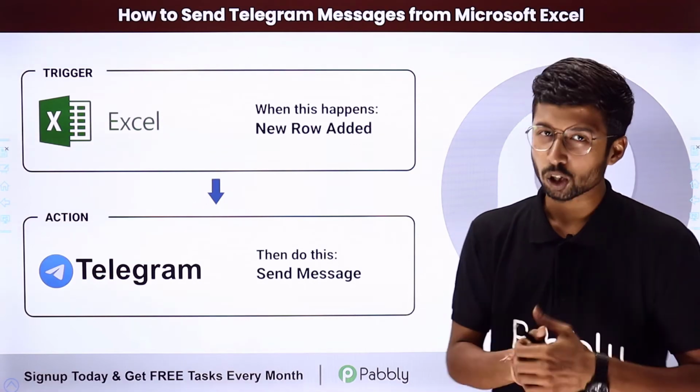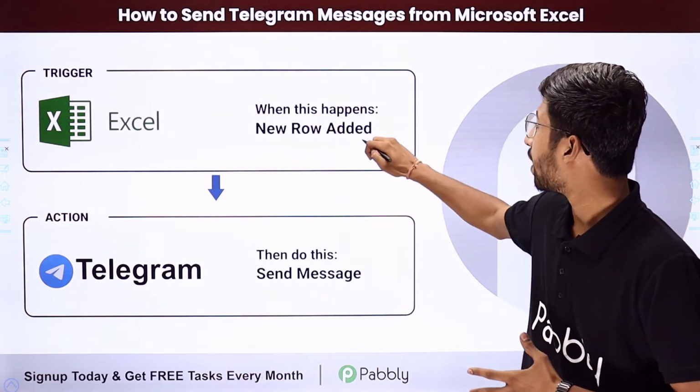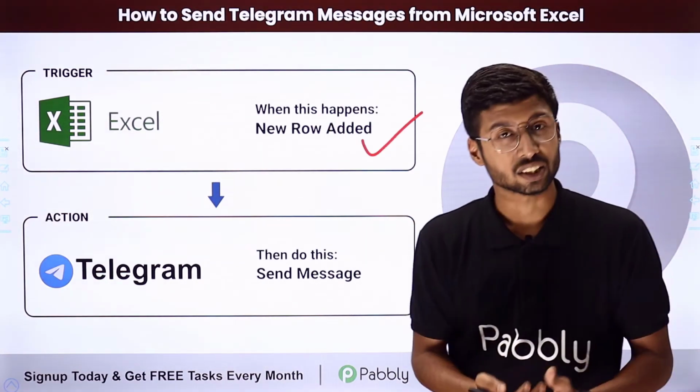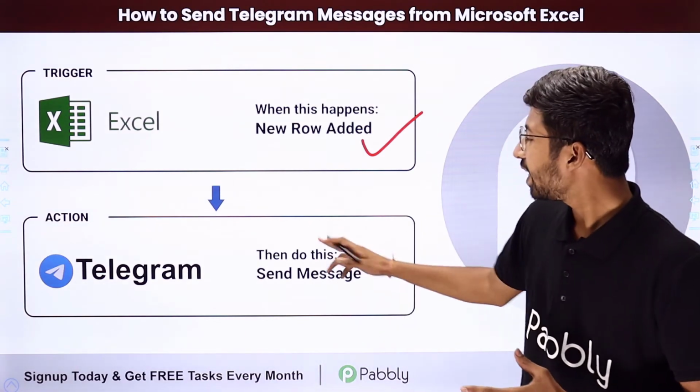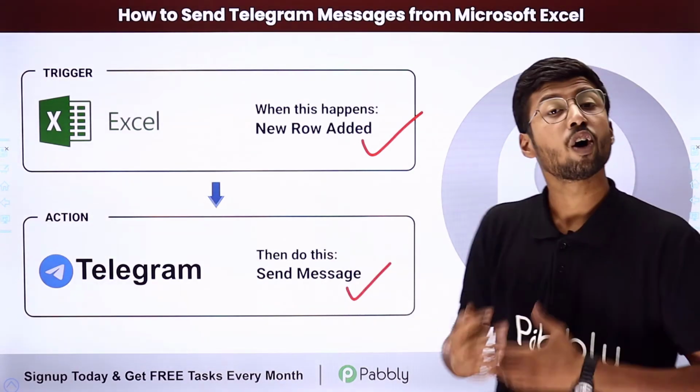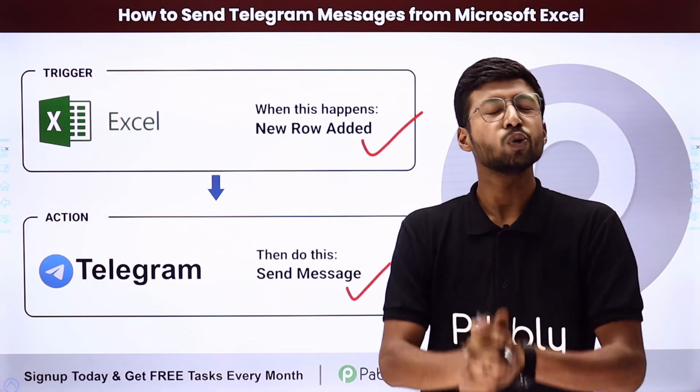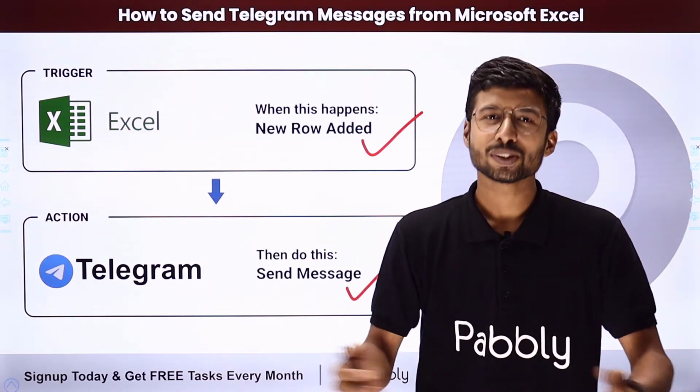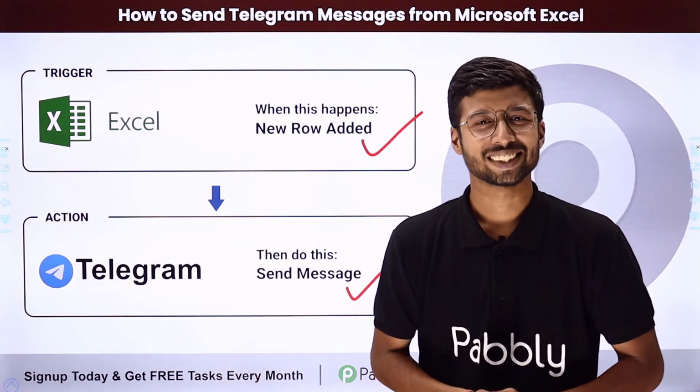So the trigger of this automation will be the addition of a new row, addition of new data in Microsoft Excel. And the action will be sending of messages on our Telegram group or Telegram channel. Now how can you automate this process? To know this, you have to come with me to my screen.